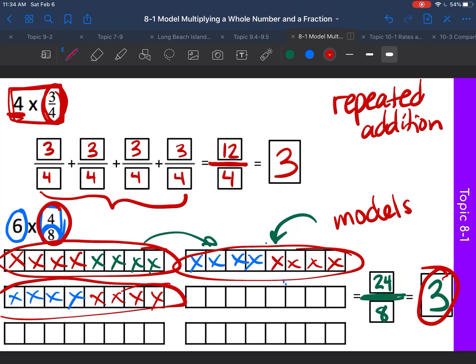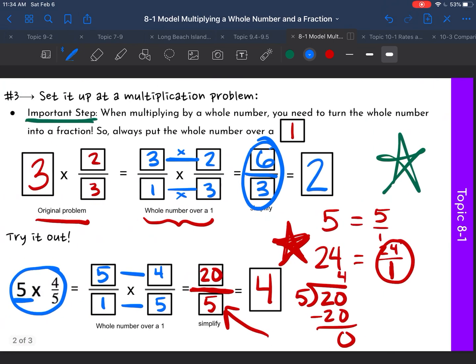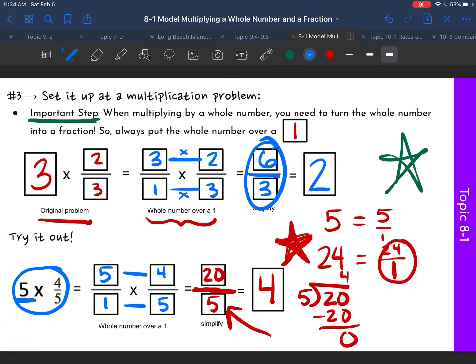All right, so what you guys are going to do, you are going to practice modeling some of these problems on the Google slide that is in the Google Classroom, okay? So again, these 2 ways are important to know because it tells me that you actually understand what is happening. You understand that when we say 4 times 3/4, we're really just saying 3/4 4 whole times, okay? Same thing with this, we're saying 4/8 6 whole times, all right? And then this last way to model is multiplication, which you will see for the rest of this topic.